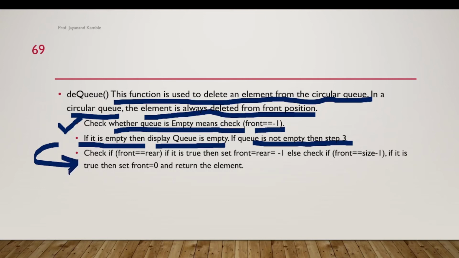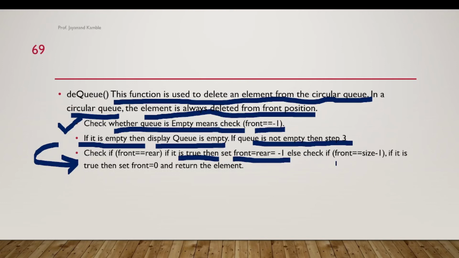So this is our step number 3. What does step number 3 say? Check if front equal to rear. If this is true, then set front equal to rear equal to minus 1. When front and rear are both the same, that means we have inserted 2 elements and then deleted those 2 elements, so both their values are the same. So again we set them to minus 1 because our queue is empty. We can insert the element from that position only, because our queue is already circular.